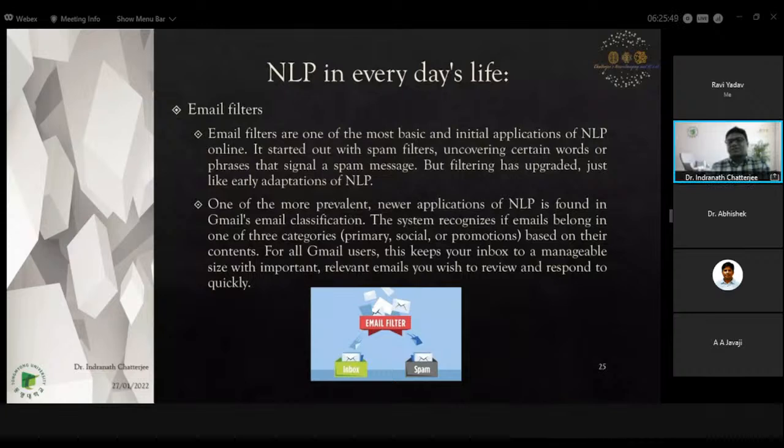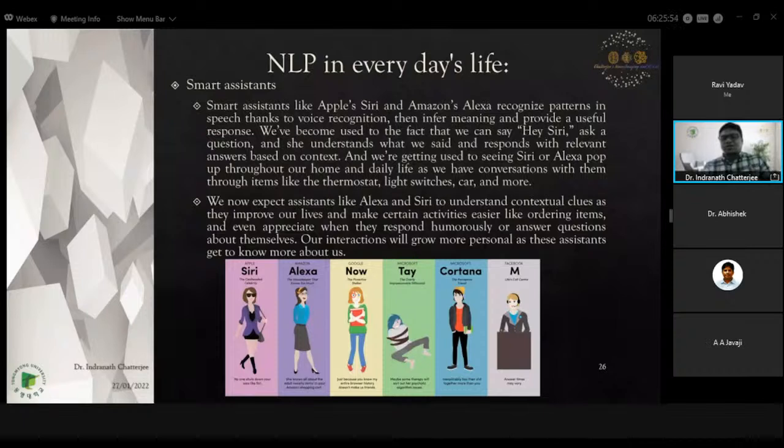Smart assistants, which I already told you about, like Siri, Alexa, Google Assistant, and Cortana, are helping us every day nowadays, and we are more dependent on them. When we have to ask something, we just say, hey Google, hey Siri, or hey Alexa, tell me these things, and we get everything in just a blink of seconds. So we are not relying on typing in Google search for these things.